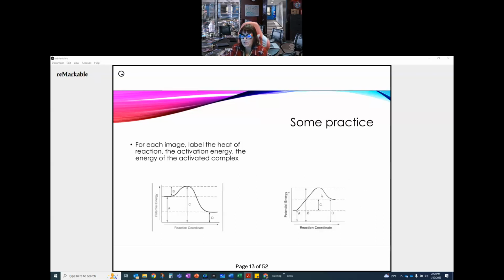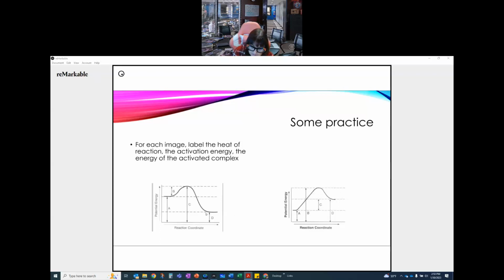Now, try this one more time. Here's some other ways that I might be talking about this. So what is the difference here? Heat of reaction. Where are we going to see that? Okay. Where would you see that? Is it any of these lines? Nope. It's the difference between A and D.